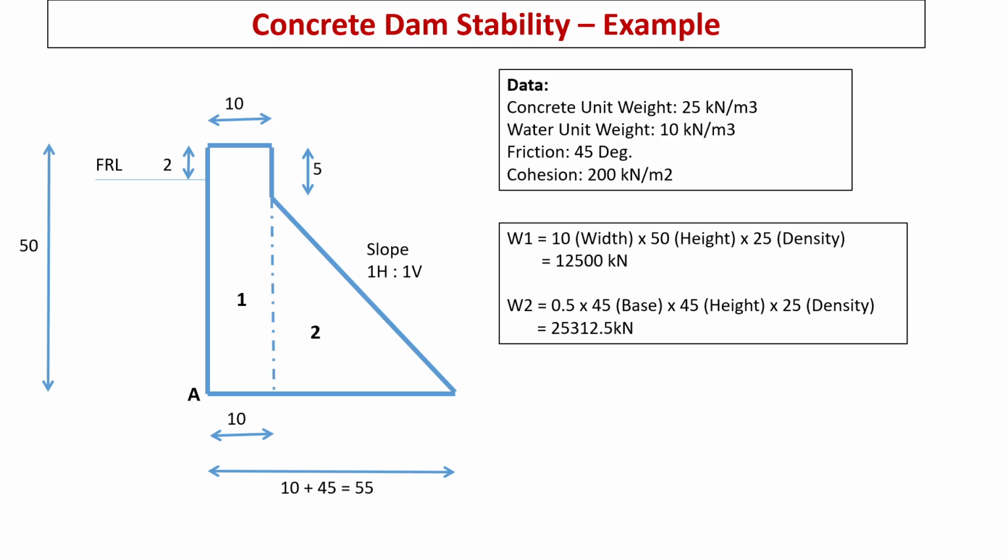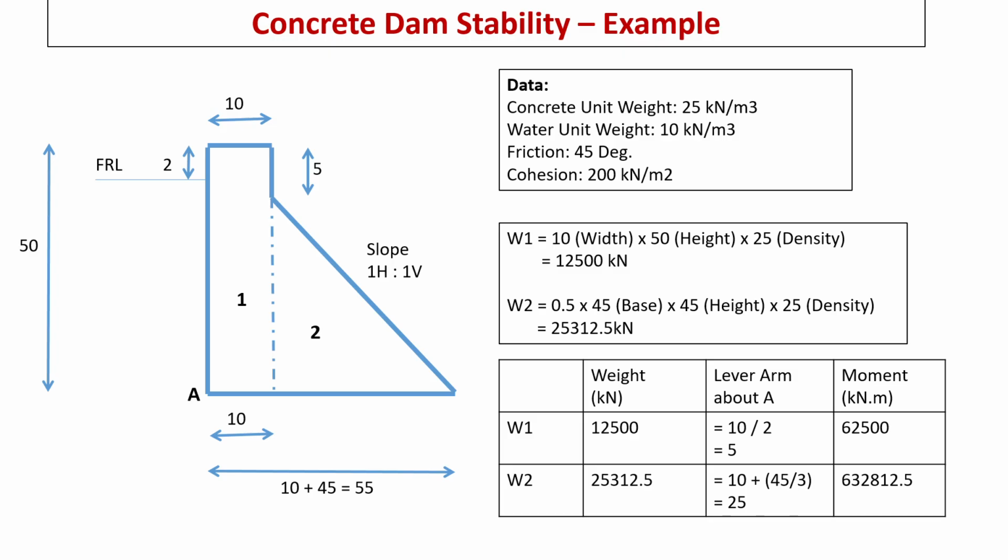As we have already discussed, the other dimension that is out of plane direction is unit, that is 1 meter. So all the calculations are per meter width of dam block. Weight of first part is 10 multiplied by 50 multiplied by density, that is 25. Similarly, we will get the weight for second part as per the triangle formula.